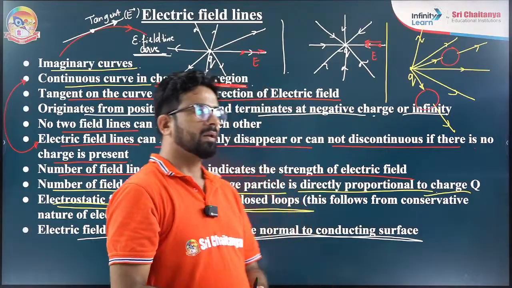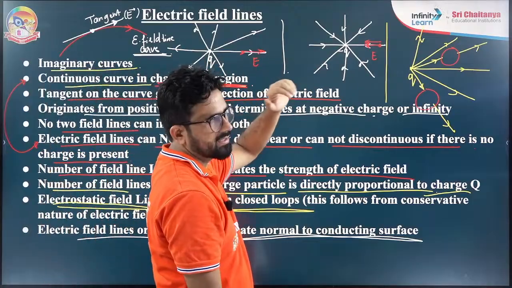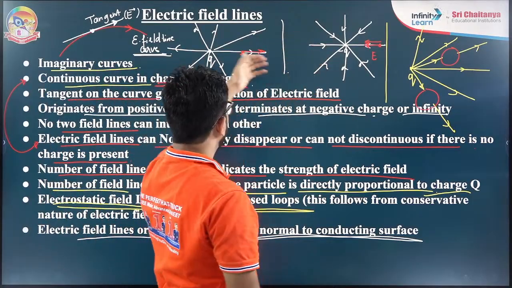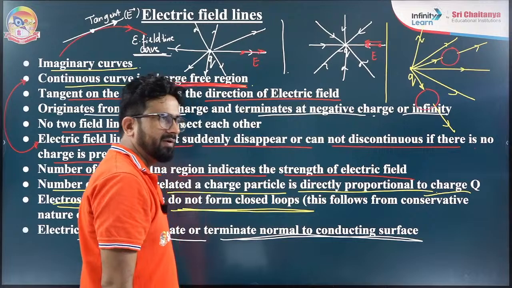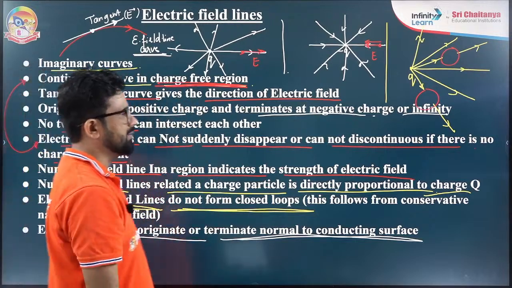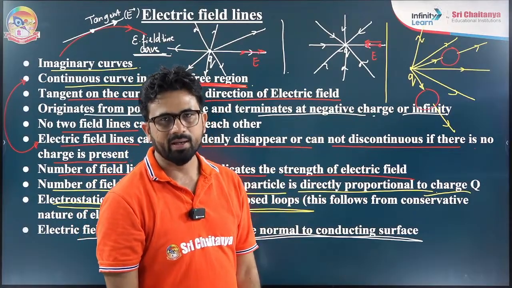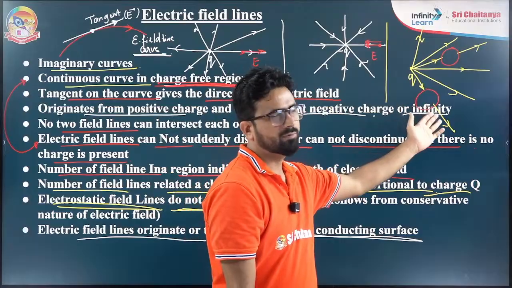Now we have seen that for a positive charge the lines go radially outward, and for a negative charge, radially inward. Next is that field lines are continuous curves in a charge-free region. In any charge-free region, the line would be continuous. It cannot be discontinuous, like I have shown you.